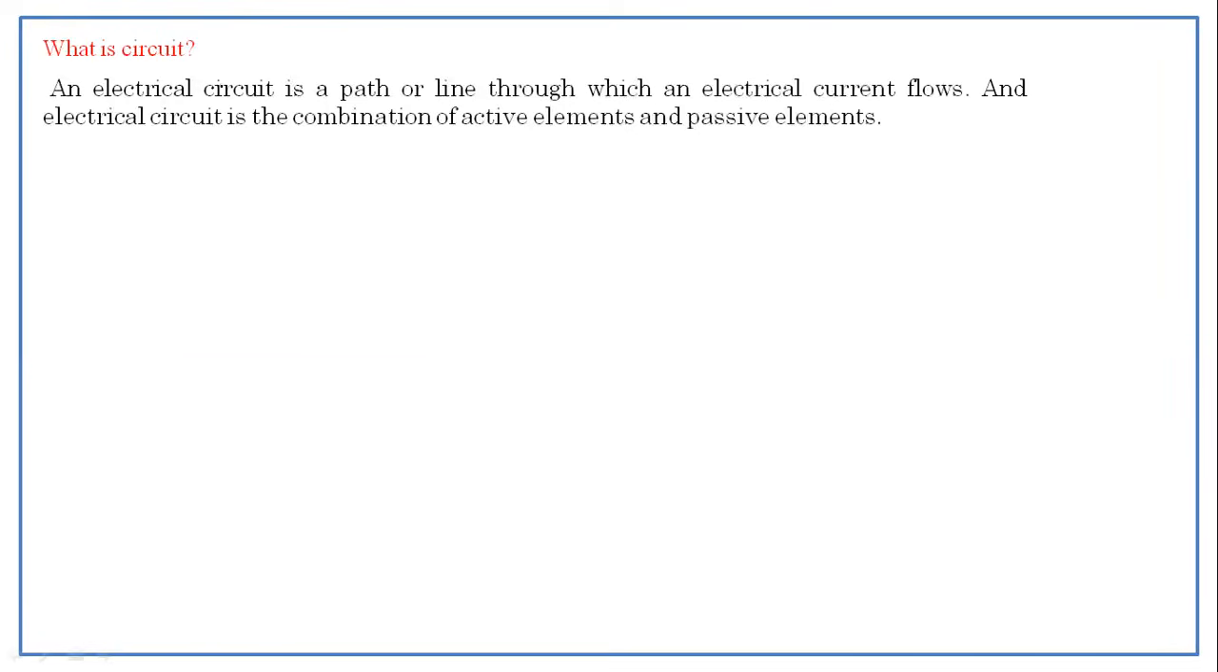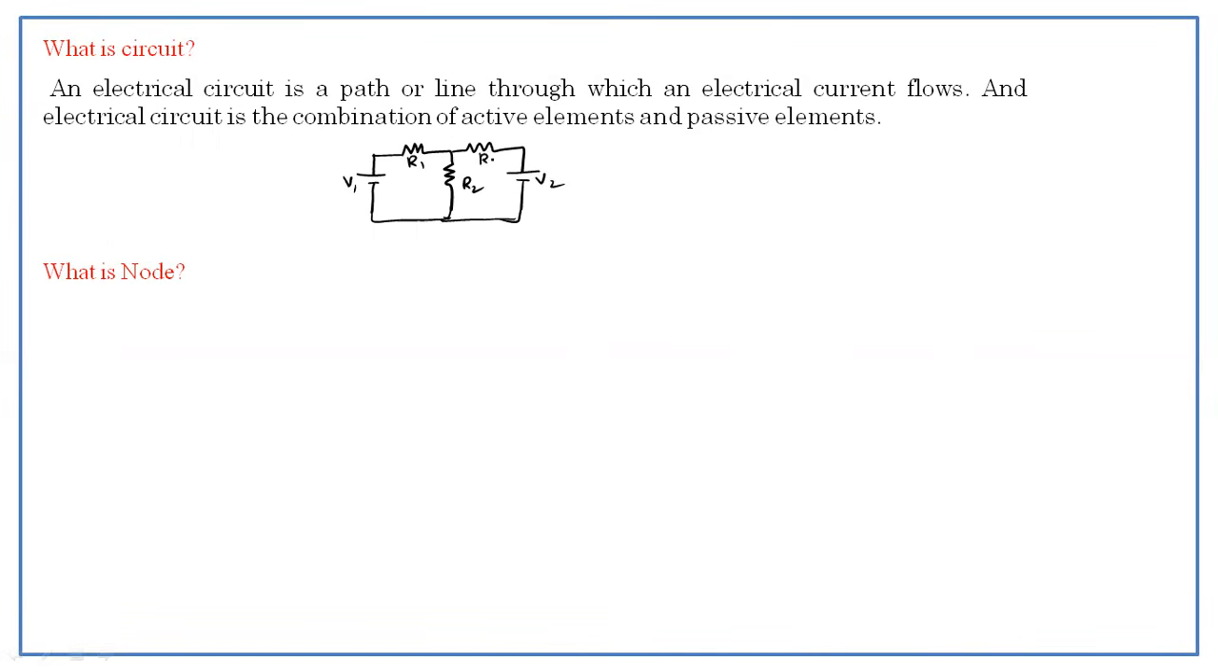Next, what is a circuit? A circuit is a path or line through which an electric current flows. And the electric circuit is a combination of active elements and passive elements. Next one is, what is a node. So now we will draw one small circuit here. This is one of the circuits. Assume that it is V1 and V2, R1, R2, R3.